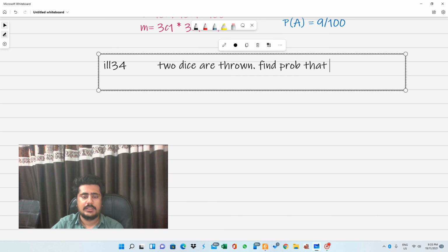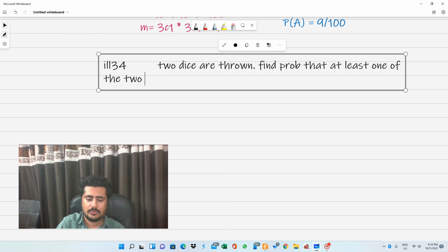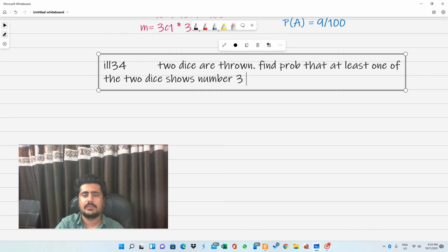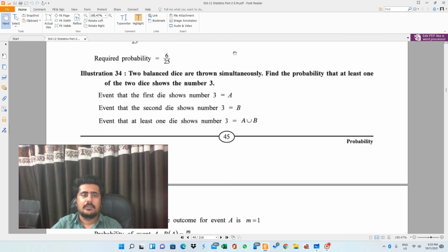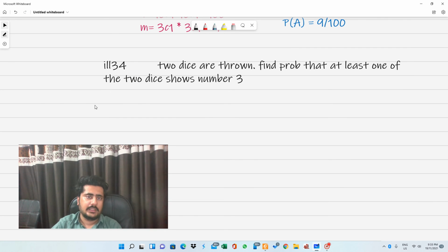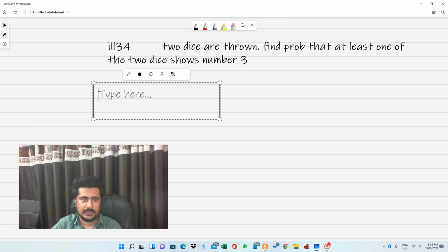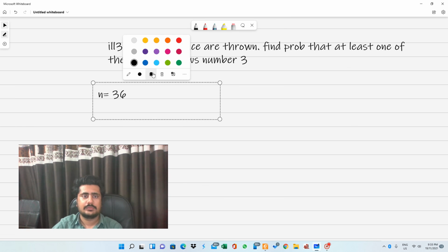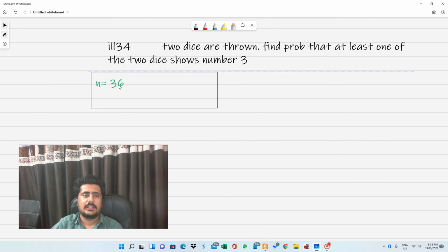Find the probability that at least one of the two dice shows number 3. Two balanced dice are thrown simultaneously. As you know, when I throw two dice, my total possibility is 36.